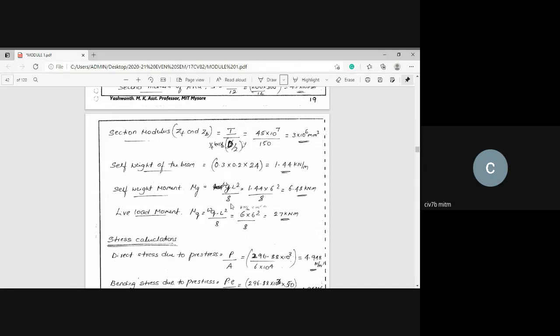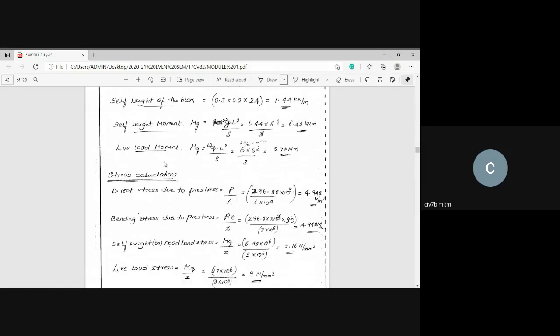MDL is equal to WDL into L square by 8. Why? Because the dead load will always be acting as a UDL. And one more thing is, I'm going to calculate this dead load at midspan, as they have mentioned. So WDL is 1.44, which is in kilonewton per meter, into L span in meter, divided by 8, which will give you 6.48 kilonewton meter. Please note this point.